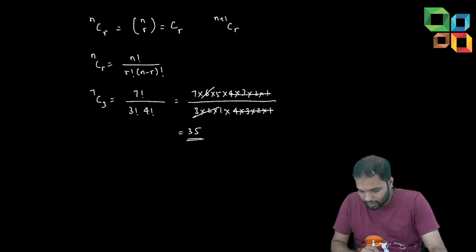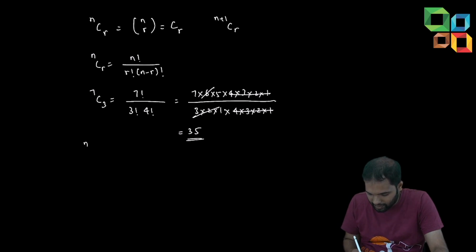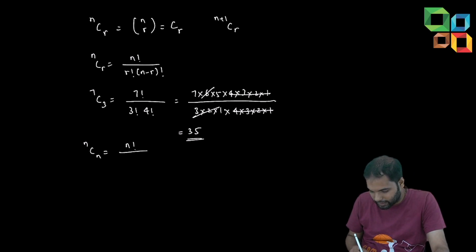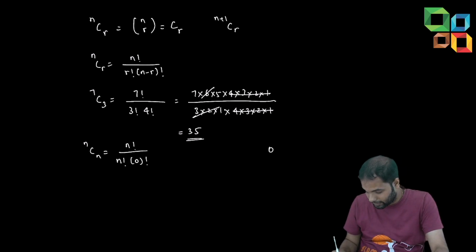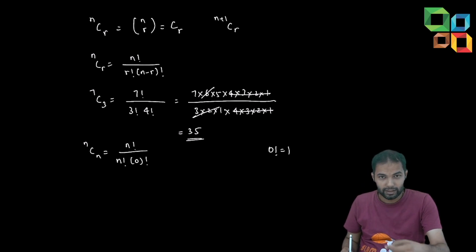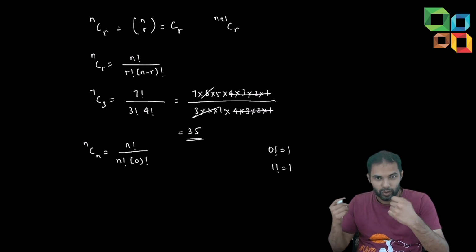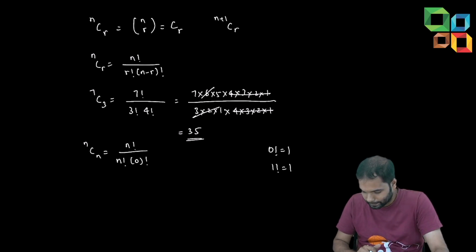A couple of things to know here. Even if you have nCn, what happens? One particular case: you have n factorial divided by n factorial into (n minus n), which is nothing but 0 factorial. If you know this, 0 factorial is equal to 1. The factorial starts from 0, then 1 factorial, which is 1, then 2 factorial, which is 2, and so on. So choosing 0 objects from 0 is considered as 1. Now, this is nothing but equal to 1.